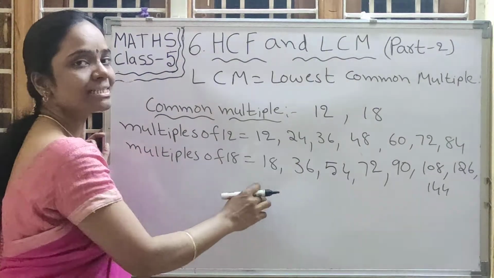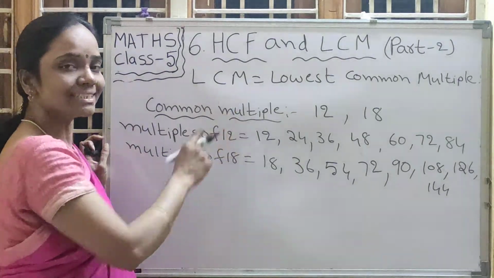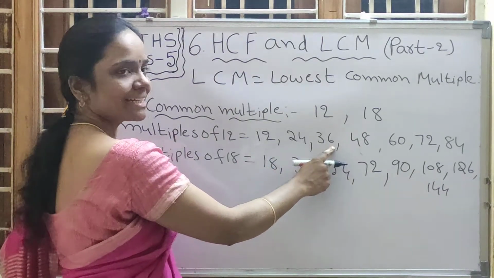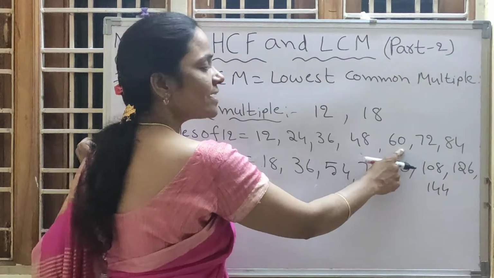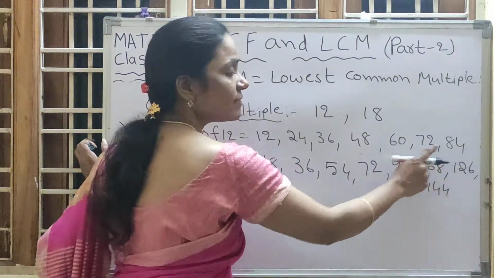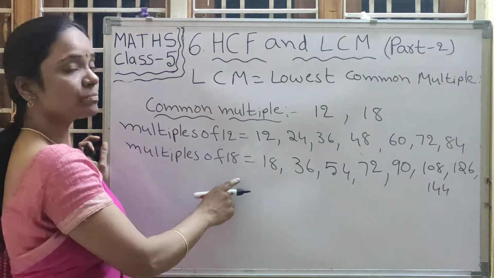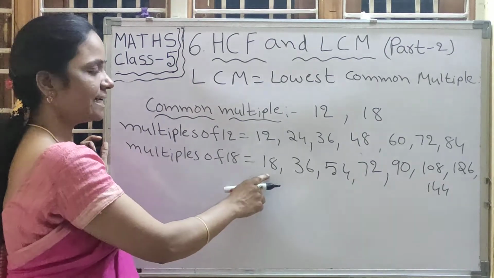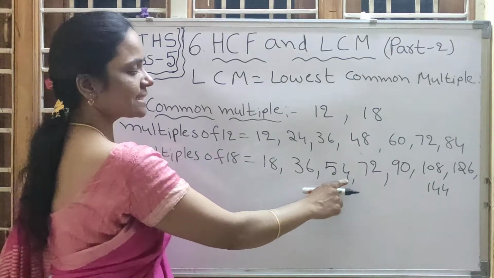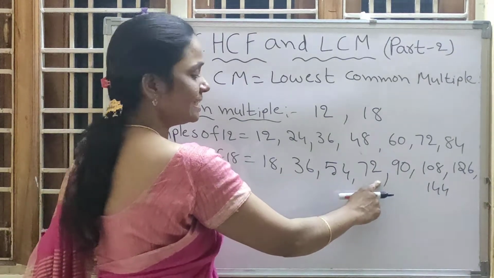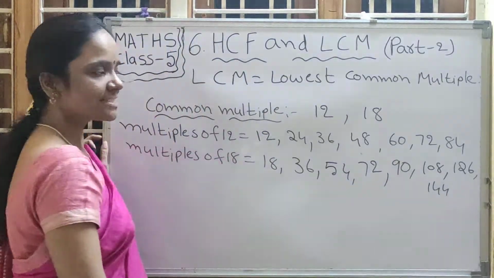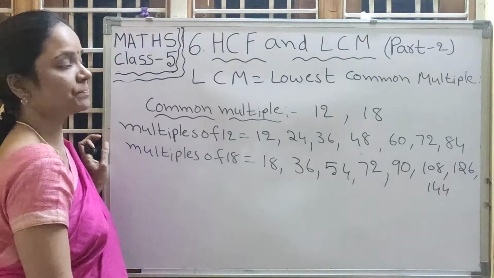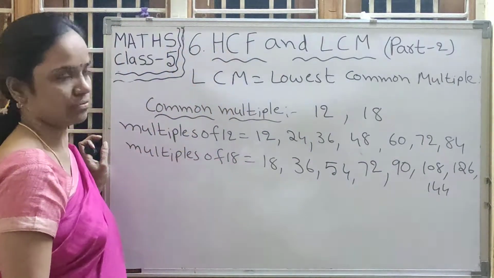So nothing but a table, children. Multiples means nothing but write down that table. Here write down the 12 table. 12 ones are 12, 12 twos are 24, 12 threes are 36, 12 fours are 48, 12 fives are 60, 12 sevens are 72, 12 eights are 84. What are multiples of 18? Nothing but the table. 18 table we have to write. 18 ones are 18, 18 twos are 36, 18 threes are 54, 18 fours are 72, 18 fives are 90, 18 sixes are 108, 18 sevens are 126, 18 eights are 144.